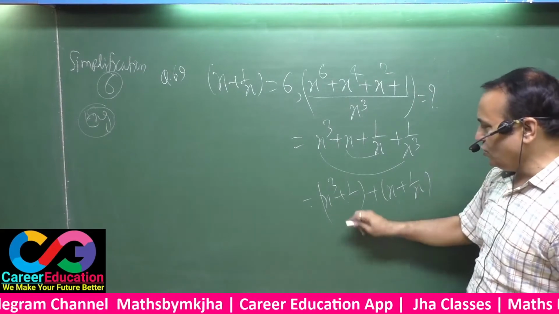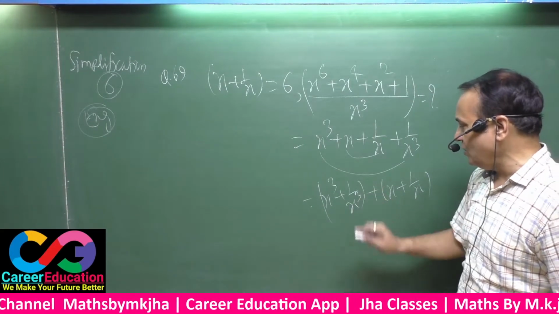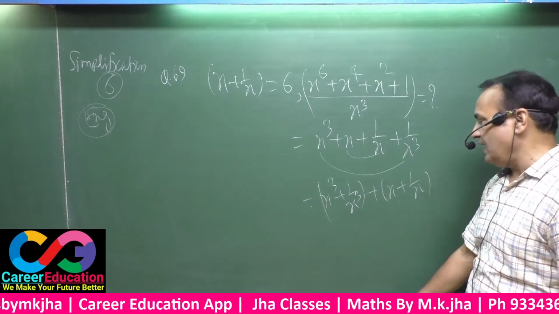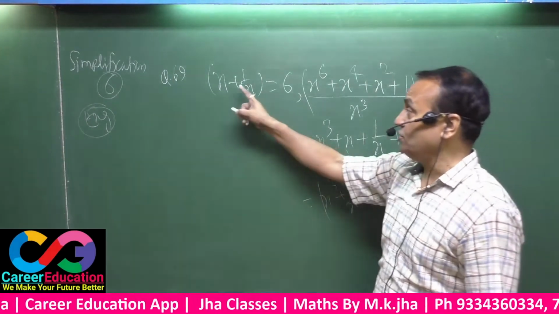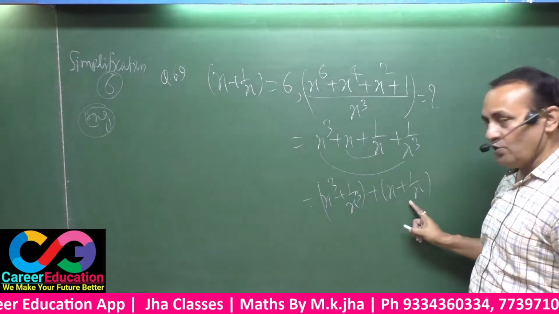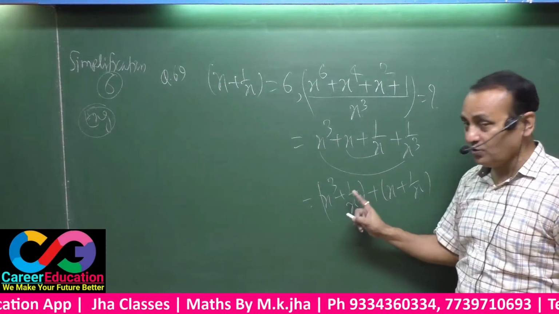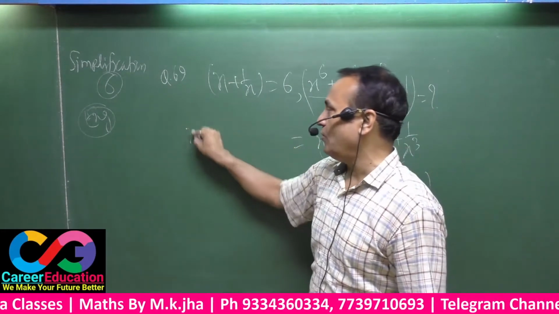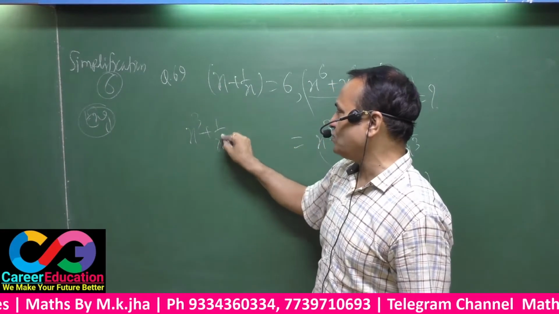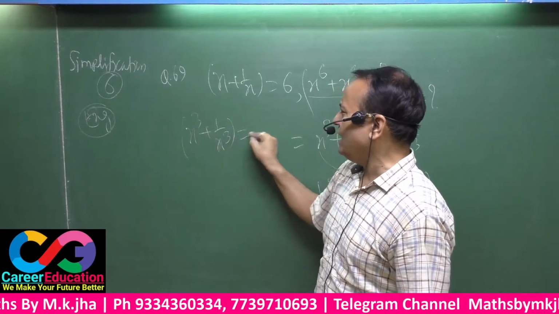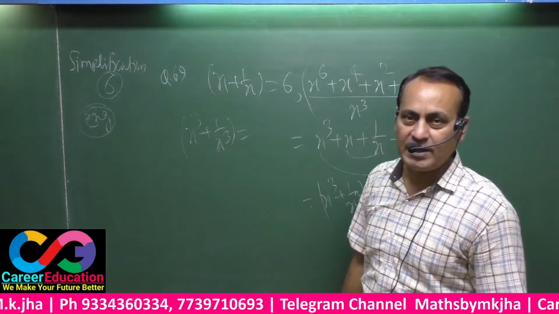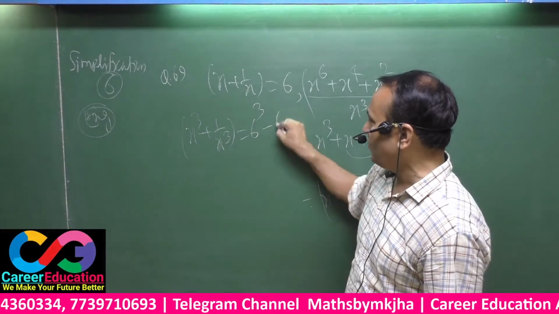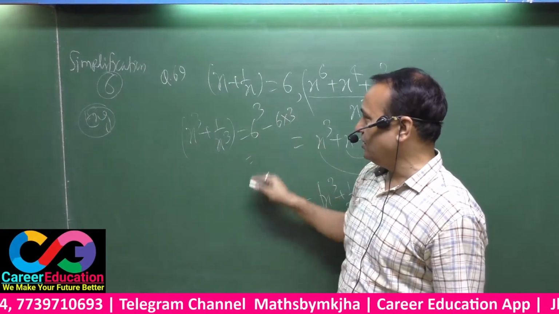That means you have two expressions here: one is x cube plus 1 by x cube, and the other is x plus 1 by x. This is 6, so you will be putting 6 here, but you will have to get the value of this from this. If x plus 1 by x equals 6, and you have to find the value of x cube plus 1 by x cube, that is 6 cube minus 6 into 3.